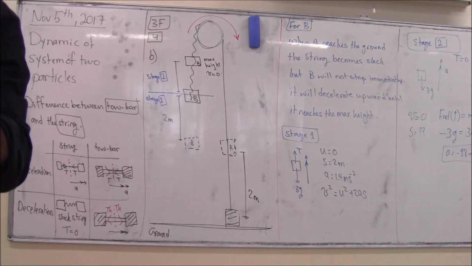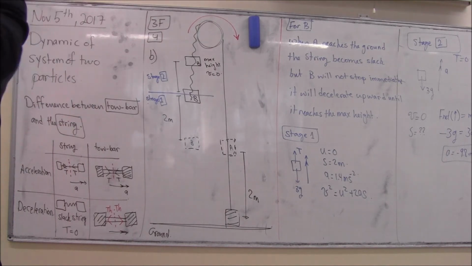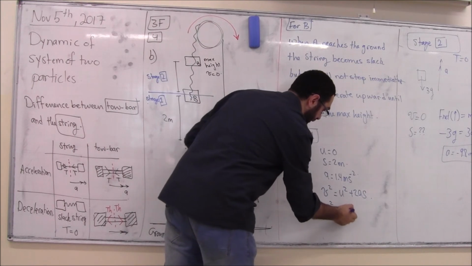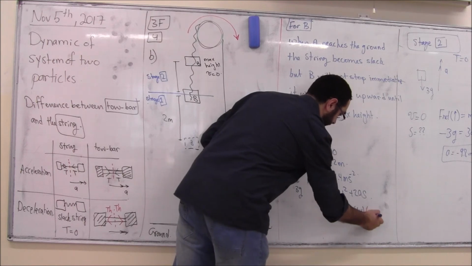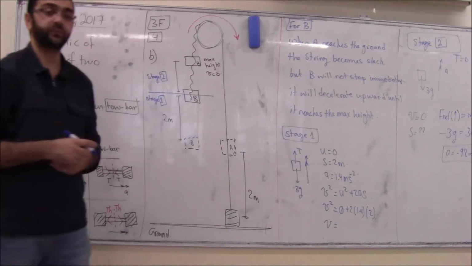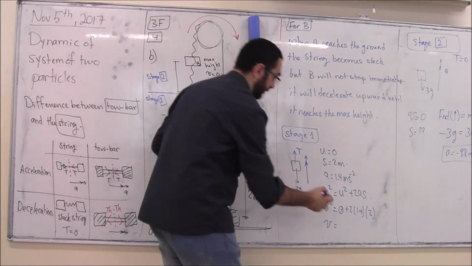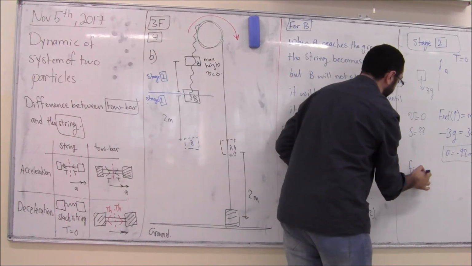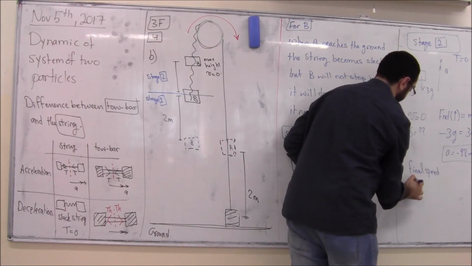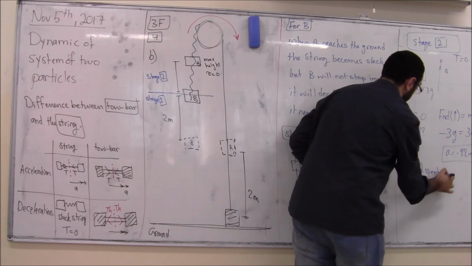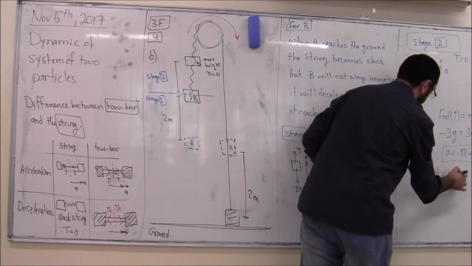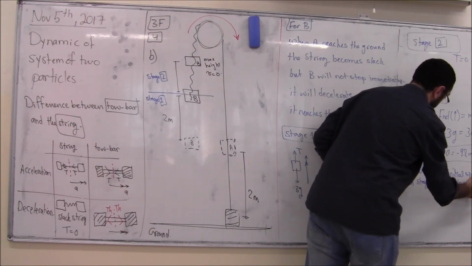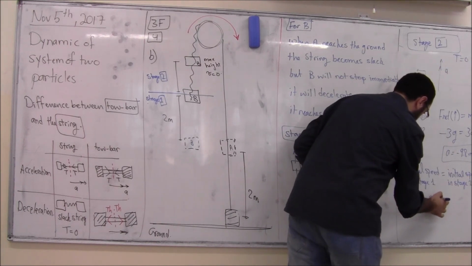You have to divide the motion into two separate stages. V squared equals u squared plus 2as: u is 0, a is 1.4, s is 2. So v equals 2.4 meters per second. So the final speed in stage 1 is equivalent to the initial speed in stage 2. That means u here equals v, 2.4.